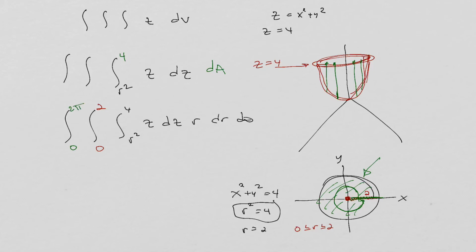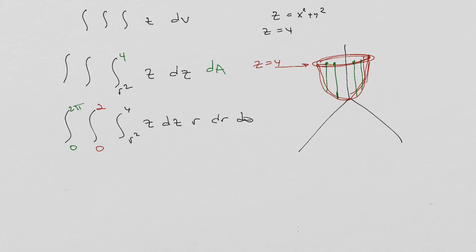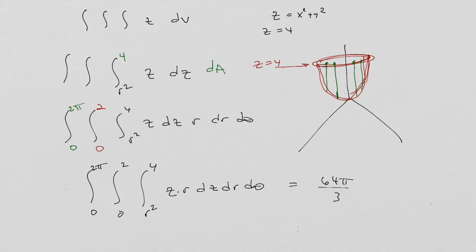Right? So here's how we could officially rewrite this integral. So I've got my triple integral. First one goes from 0 to 2 pi. Second one goes from 0 to 2. Third one goes from r squared to 4. And then it is z times r dz dr d theta. Right? And I'll let you all practice this and evaluate it, but you should get 64 pi over 3. That should be your answer. Okay? All right, let's see if we can set up another one.